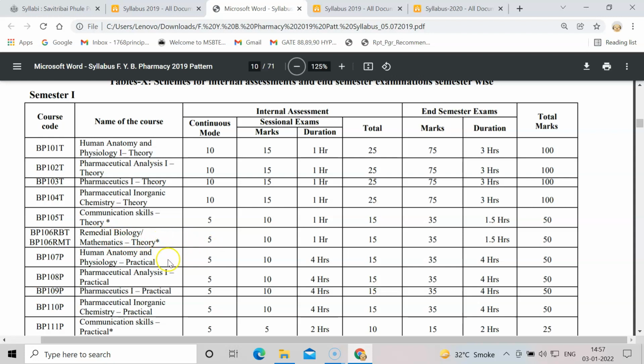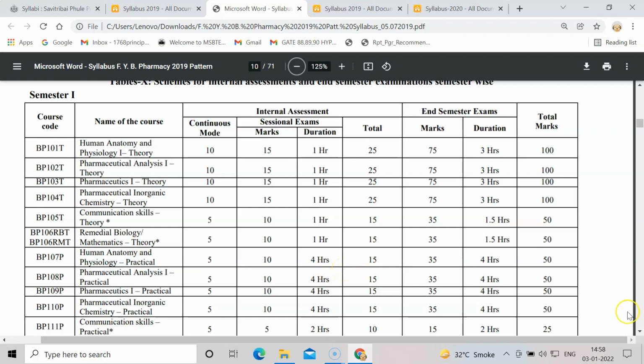Now for practical sessions, all the practical sessions are of 50 marks, and the end semester examination will be for 35 marks for practical, and only the communication skills practical will be of 25 marks. The remaining will be of 50 marks, and out of that 35 are for end semester examination and 15 are for internal assessment. That 15 is again divided into 5 and 10. 5 is for continuous mode, and sessional will be of 10 marks, and the duration is 4 hours.